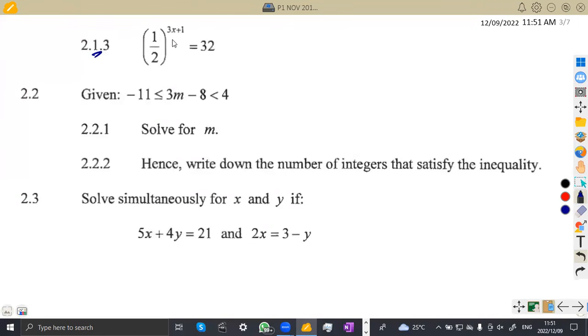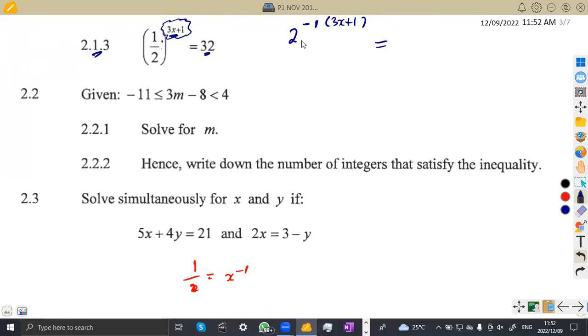So we've got (1/2) to the exponent of 3x plus 1 equal to 32. If we are given this type, we are now back to exponents. 1/2 can be taken from this law: 1/x is taken from x to the exponent of -1. So 1/2 is the same thing as 2 to the exponent of -1. But taking note, there is already an exponent there, which is 3x plus 1. Then we can equate to 32.